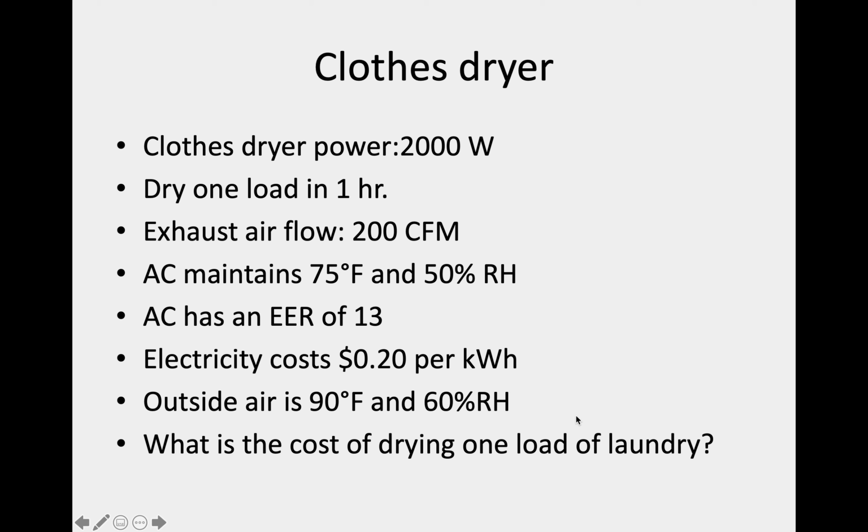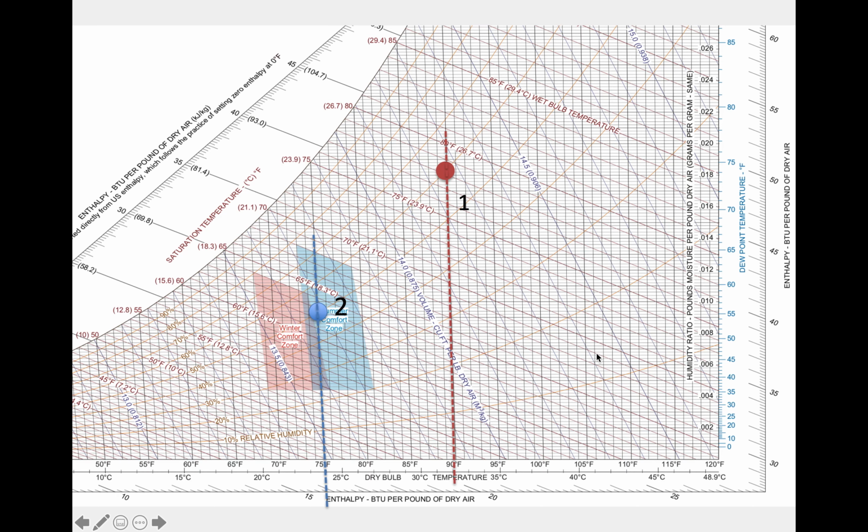So what's the cost of drying one load of laundry? We're going to have to account for the electricity to run the dryer, the electricity to run the air conditioner, and the additional demand on the air conditioner that is required to make up for the added air, right? So we're sucking in air, and the air has a latent heat and a sensible heat. So we've got our state points again. We've got our standard air inside, and now we've got some quite hot and humid air outside.